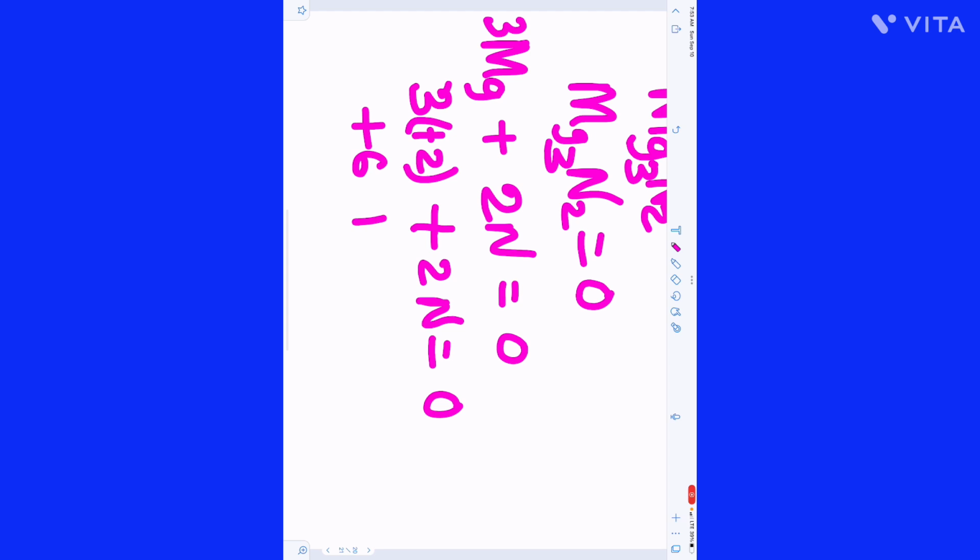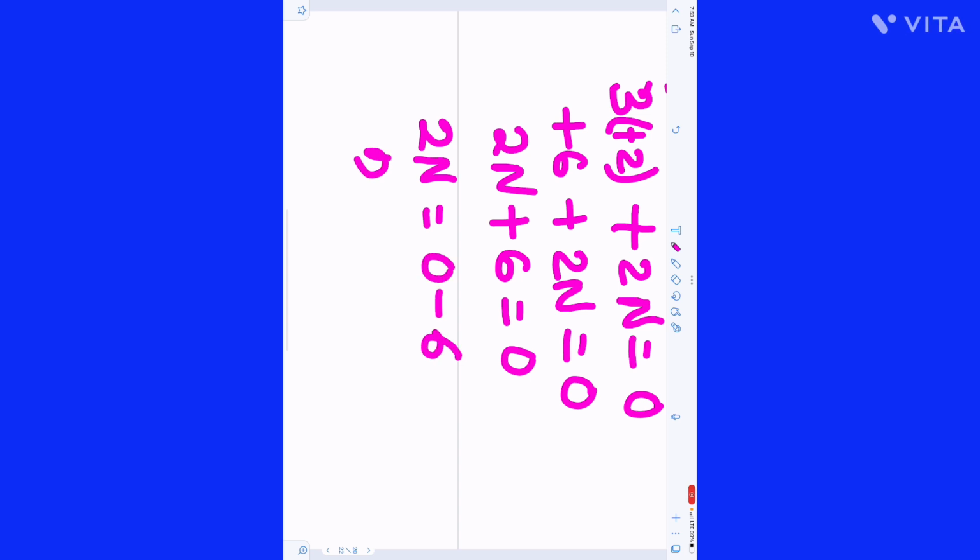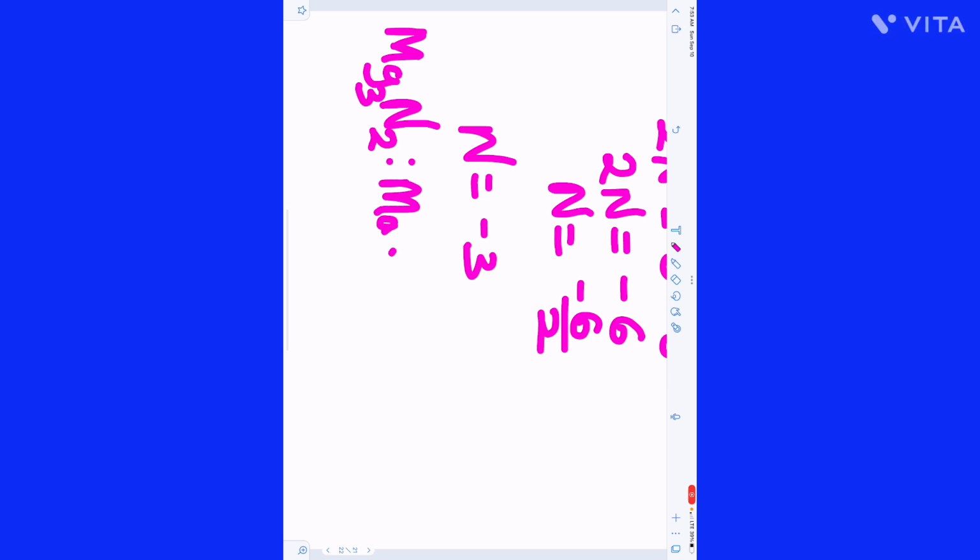3 times plus 2 plus 2N is 0. This gives you plus 6 plus 2N is 0. 2N is 0 minus 6. So 2N is minus 6. N is minus 6 over 2. N is minus 3. So the oxidation number of nitrogen in this compound is minus 3. We simply call the compound magnesium nitride.